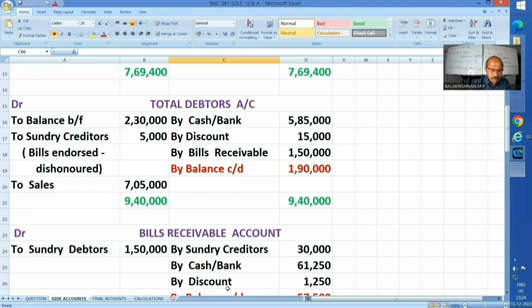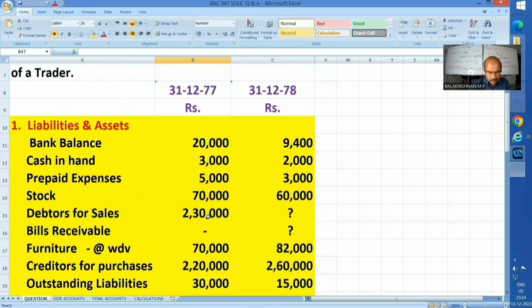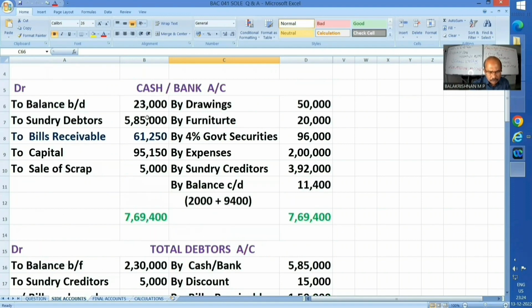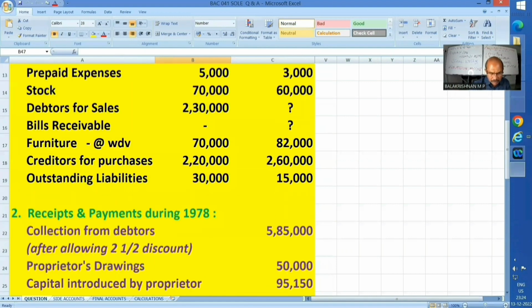Okay. Now, balance brought forward in the debtors account, 2,30,000. Bill receivable, of course, we have not been given any figure. Fine. I'm just finishing this total debtors account first. Cash and bank, of course, you have shown here 5,85,000, but still there is something more that I am showing. What is it all about? Actually, this is what 5,85,000.